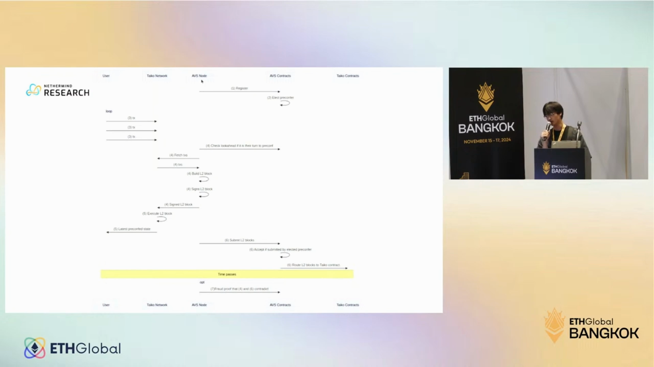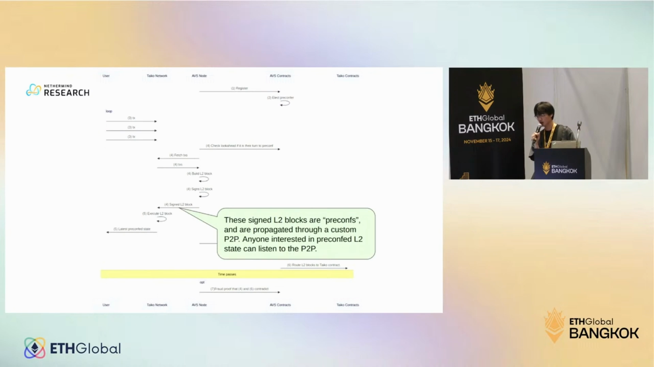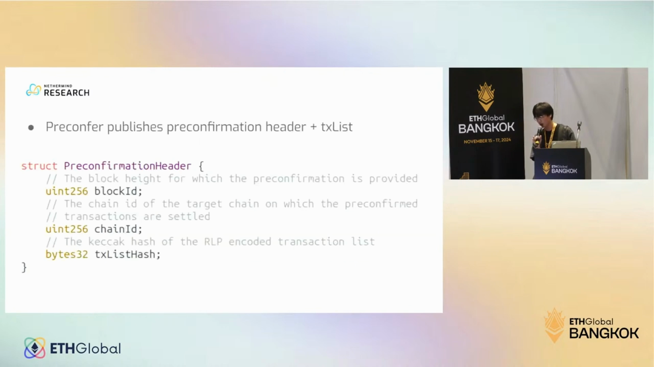What's going to happen is that the users are going to send a bunch of transactions to the Taiko network, the Taiko P2P. Taiko has an L2-specific P2P for their mempool. Then the AVS node, every 3 seconds, will build an L2 block and publish the signed L2 block to the Taiko network. Anyone listening to this P2P can execute it, because without waiting 12 seconds, the user is able to know what the proposer is committing to.